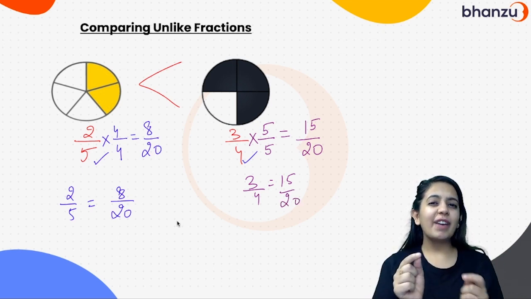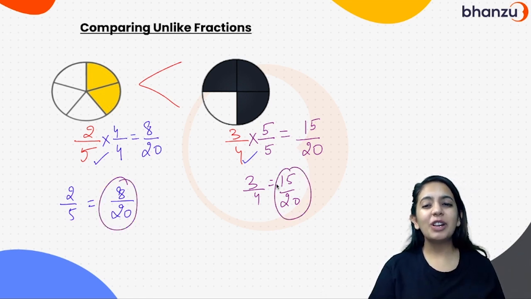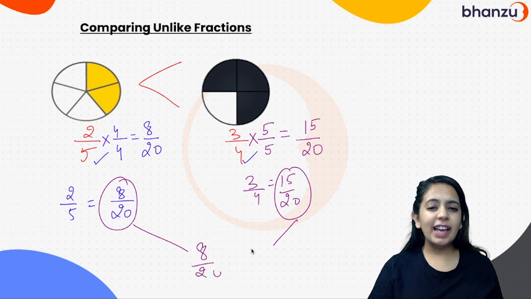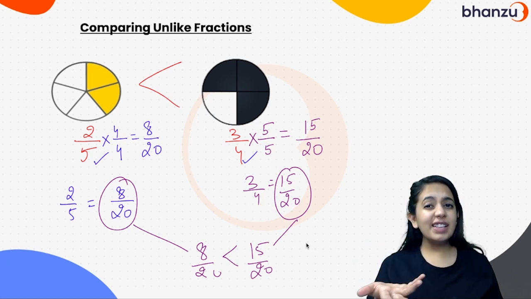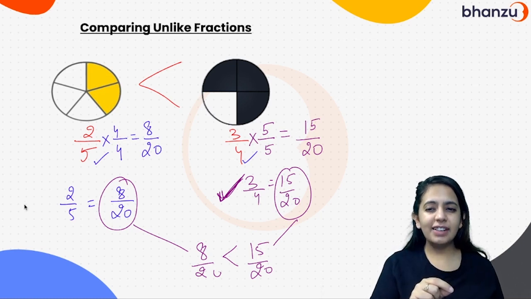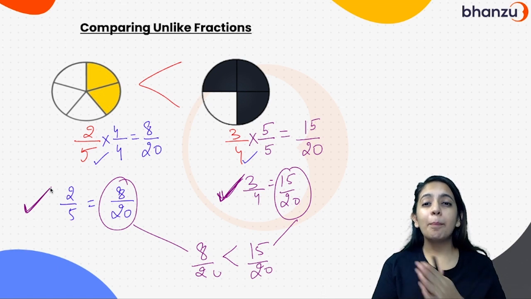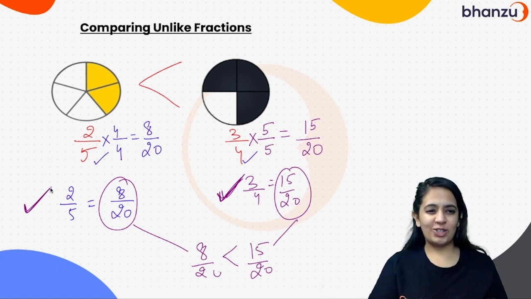Now we can compare their equivalent fractions because they have the same denominator. So if you compare 8/20 and 15/20, then obviously 15/20 is greater, right? That means your fraction 3/4 is greater than the fraction 2/5. And that's how we compare any unlike fraction.